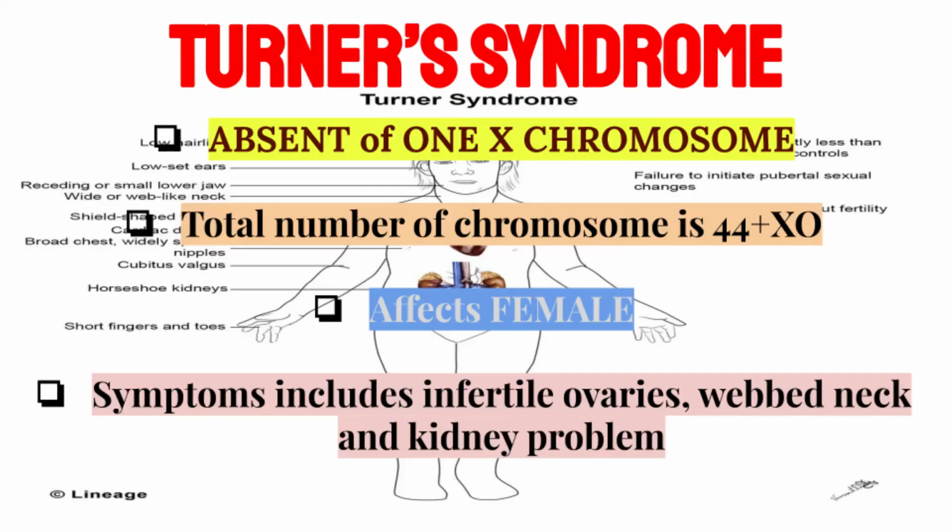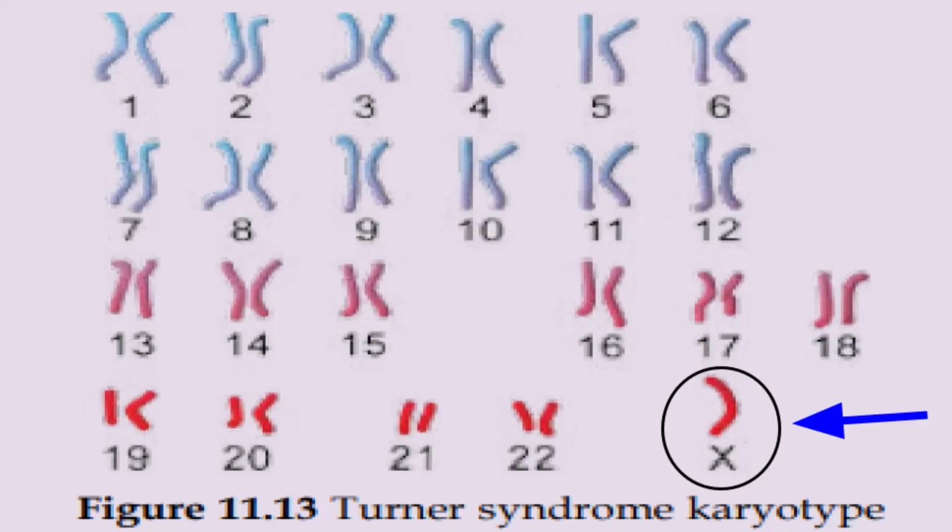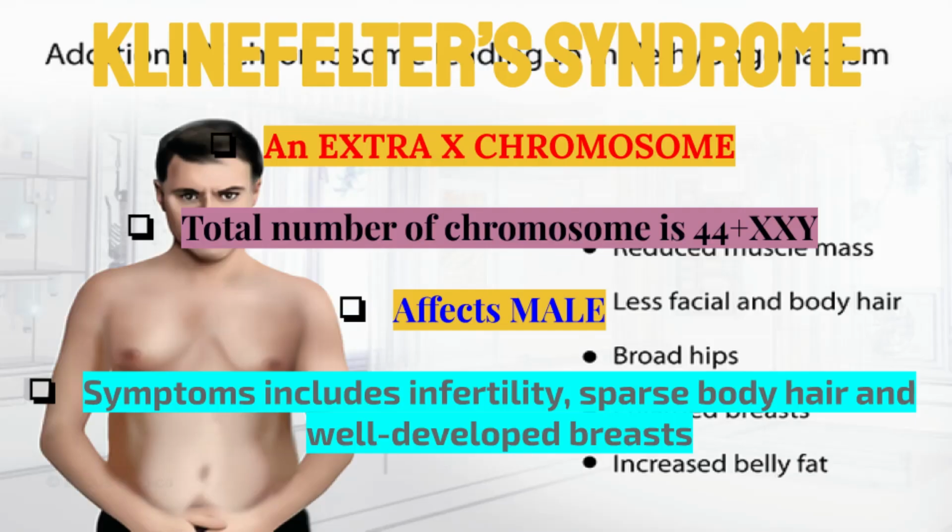Turner syndrome. It happens due to absence of one X chromosome, which makes the total number of chromosomes 44 plus XO. It affects only female. Its symptoms include infertile ovaries, webbed neck and kidney problem. You can see in this diagram pointed by the arrow that there is an absence of one X chromosome.